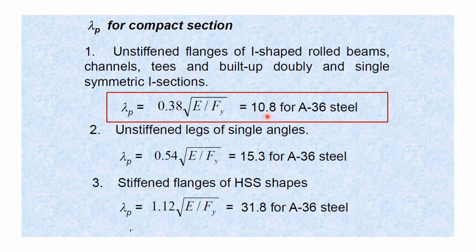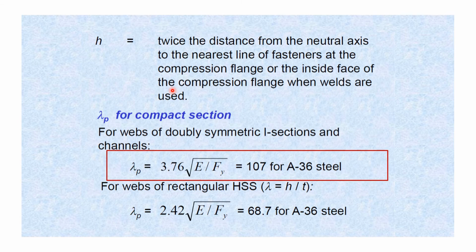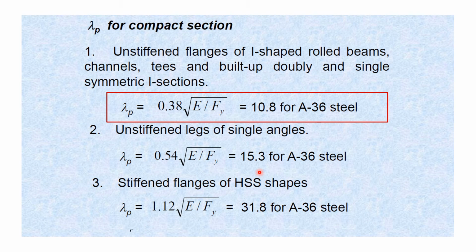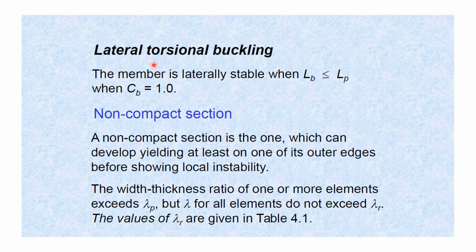Now for web local buckling: the height of the web divided by the thickness of the web should also be less than lambda p. How will lambda p be calculated? Lambda p equals 3.76 square root of E over Fy, which for A36 steel is 107. I have highlighted these because these values will be used in the design of beams. Now for lateral torsional buckling, the member is laterally stable when LB is less than or equal to LP, when CB is equal to 1.